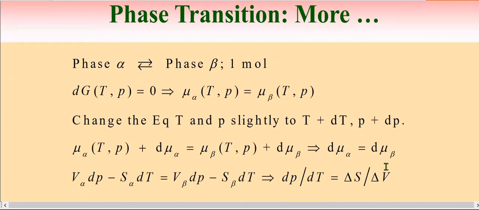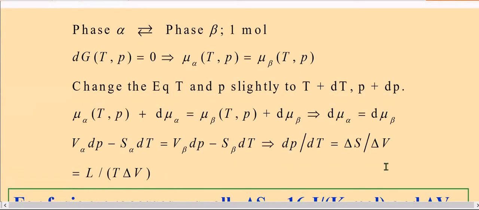Fine. More about the phase transition process. Suppose there are two phases, phase alpha and phase beta, and you take 1 mole. dG is 0, because it occurs at constant temperature and pressure, there is no non-mechanical work, and it is reversible. So that means mu, the chemical potential, for 1 mole, is basically G. So G in the alpha phase is equal to G in the beta phase, so that's how dG is 0.